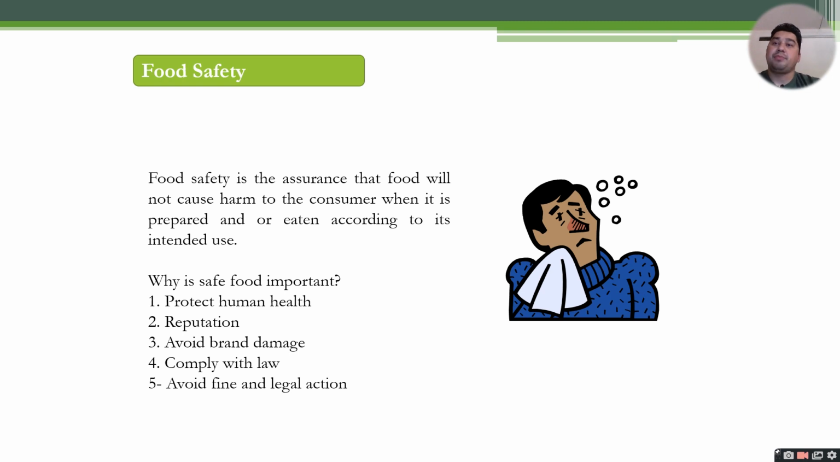Why is food safety important? And why is safe food important? Safe food is important to protect human health, protect reputation and avoid brand damage, comply with law, and avoid fines and legal action. That's why food safety is very, very important. And we have the moral responsibility that whatever food we are preparing and serving to the guests or customers is free of harm and will not cause any harm or injury after consumption. So that's why food safety is very, very important.